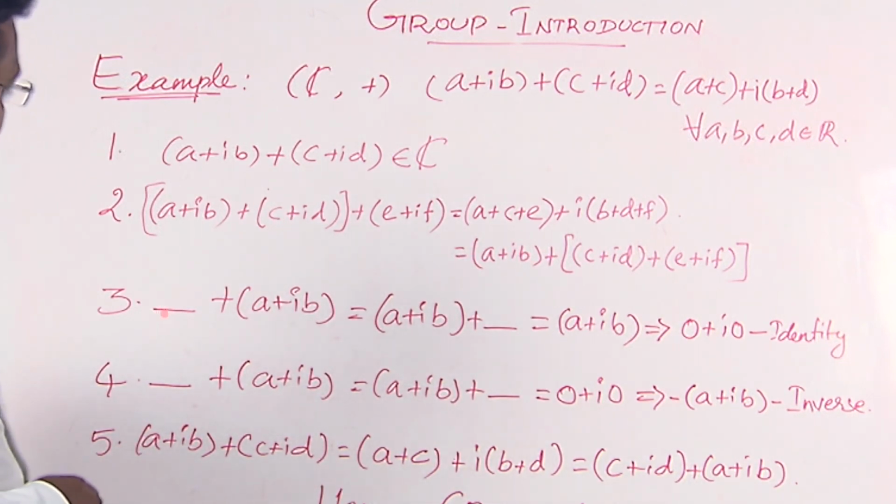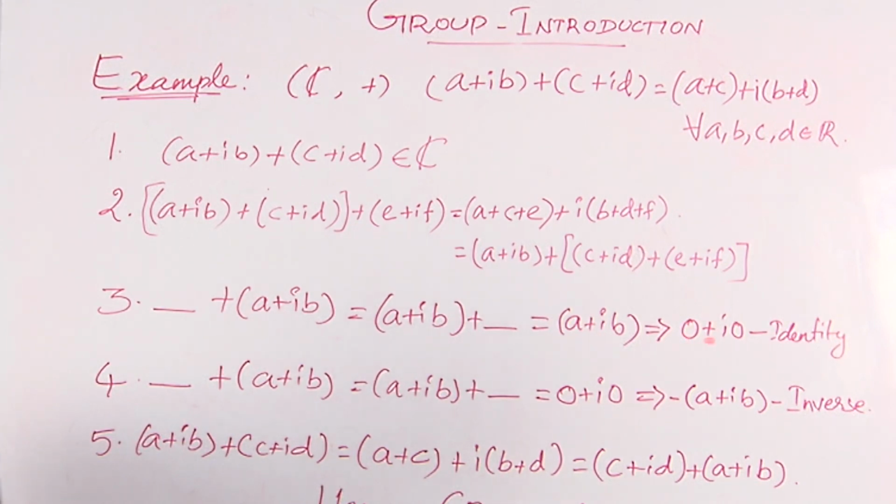Third, we come to the identity property, which means we have to find a complex number such that the complex number plus any a plus ib is equal to a plus ib, and a plus ib plus the complex number is also equal to a plus ib. So, it is very clear that 0 plus i0 is an element of the complex numbers which satisfies this property: 0 plus i0 plus a plus ib is equal to a plus ib plus 0 plus i0, which is always a plus ib.